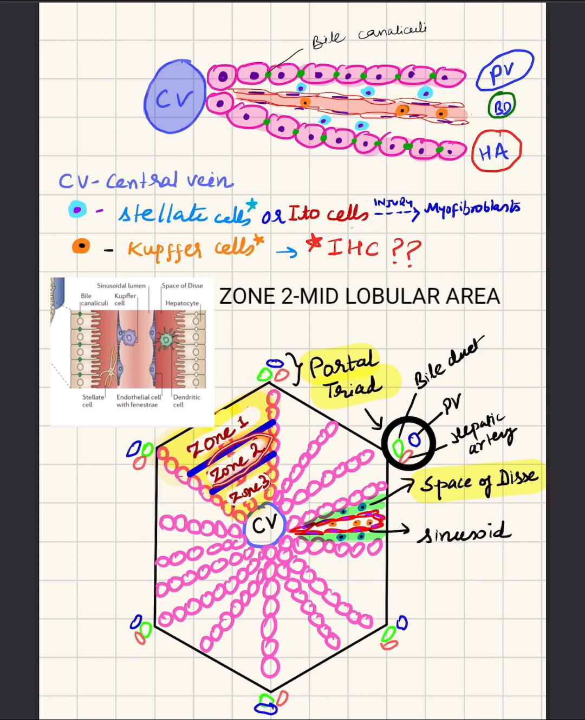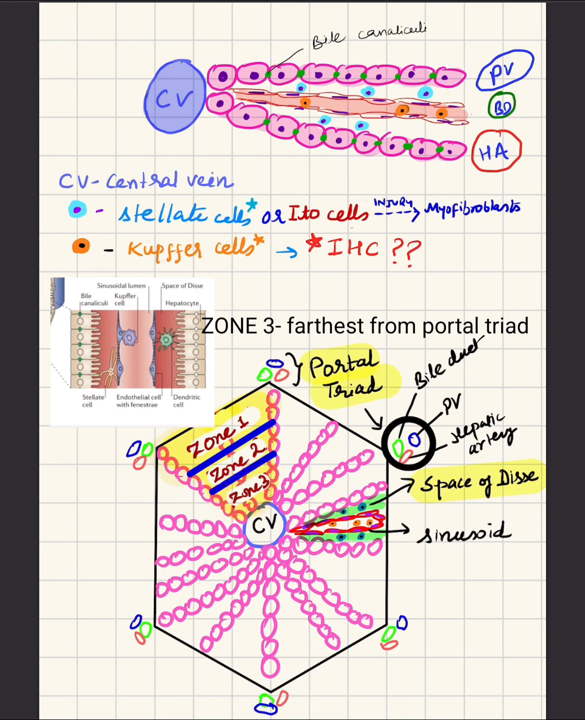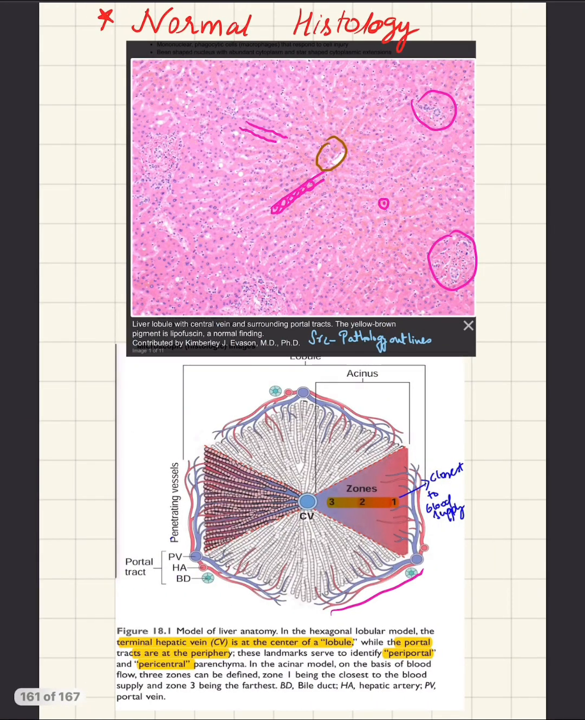Then zone 2 is the mid-lobular area, and zone 3 is the area that is farthest from the blood supply, which is nearest to the central vein. So this is the centrilobular area. So centrilobular, mid-lobular and periportal. These three areas are given different names, different zones.